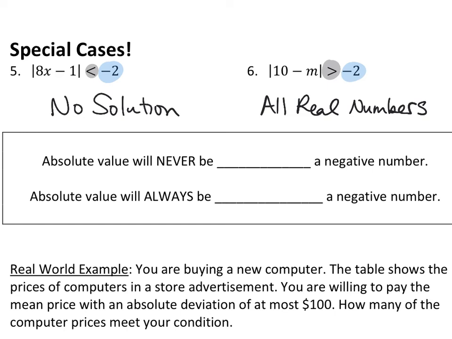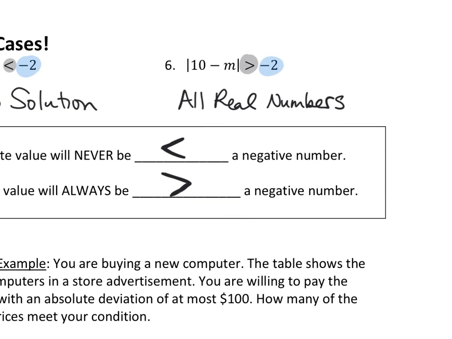So in the little box here, absolute value will never be less than a negative number. That's also less than or equal to. But absolute value will always be greater than a negative number. So if you have a less than symbol, that's when you say no solution, NS for no solution. And when you have the greater than symbol, that's when you say all real numbers. You can give me the fun and funky looking R, the letters ARN, or the entire phrase, all real numbers. I accept any of those. There's infinitely many solutions to this because all of them will work.